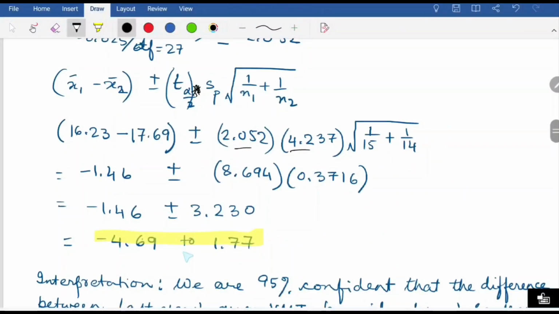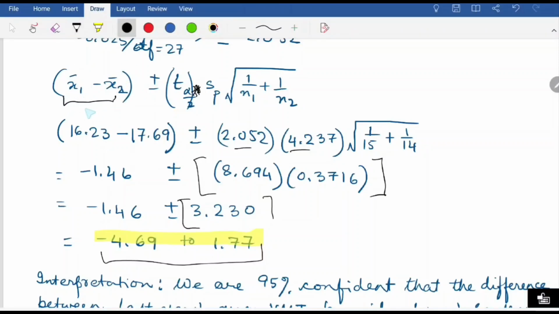Okay, so once we complete the calculation, again, always calculate your margin of error first, and then add and subtract it from the difference. So these are the endpoints of our 95% confidence interval. And we see that one end of the confidence interval is negative, the other one is positive. Now these are differences: it's x bar sub 1 minus x bar sub 2. That means it's the difference between the two sample means.